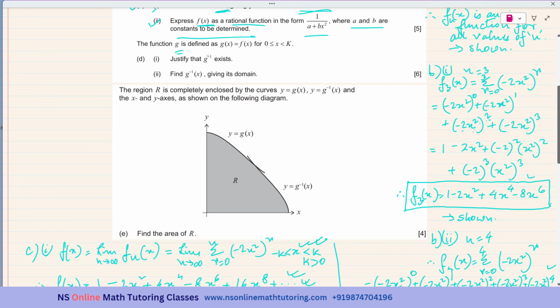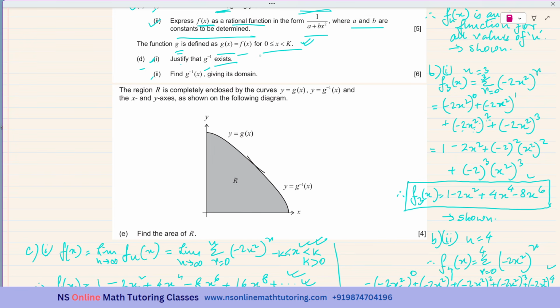The function g is defined as g of x equal to f of x for x greater than or equal to 0 but less than capital K. Part D, again having two further parts, part i is saying justify that g inverse exists. G inverse will exist if we can prove that g of x is a one-to-one function. We have inverse functions of only one-to-one functions. They have taken a restricted domain for f of x, so it is not obvious, but it is expected that g inverse will exist, but I cannot say I expect, I have to give the proof.